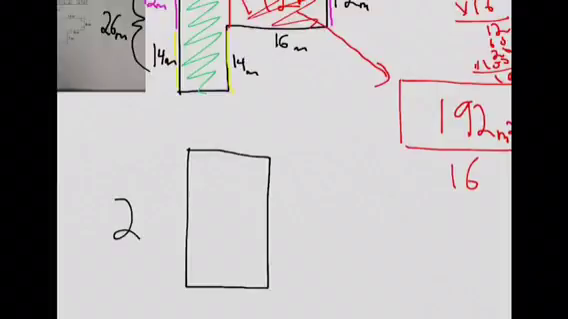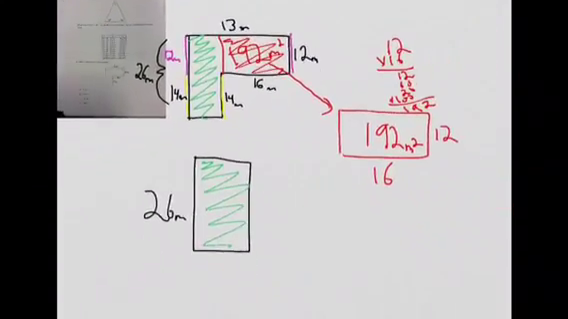We figured out that this is 26 meters here. And now we just need to figure out this length or this length. And then we'll be able to figure out the area of this composite figure.